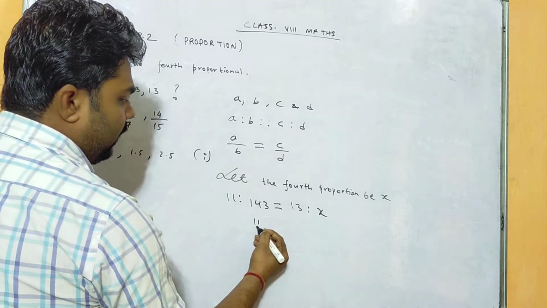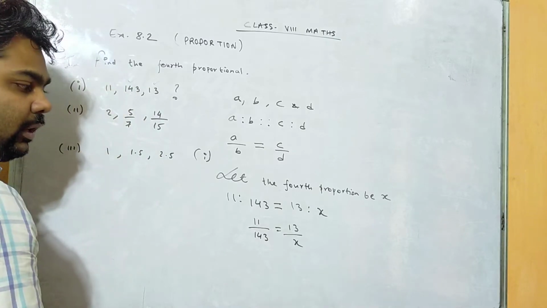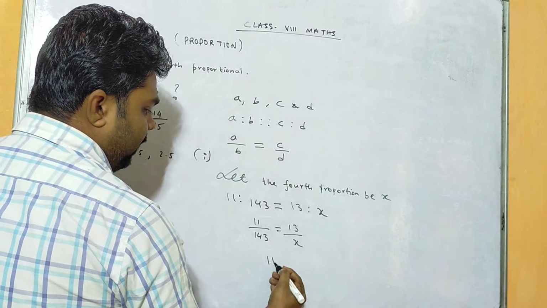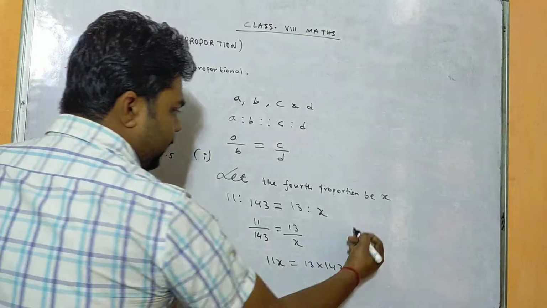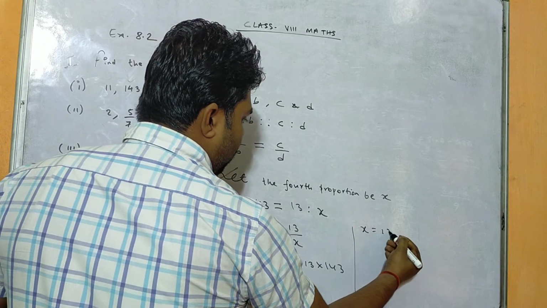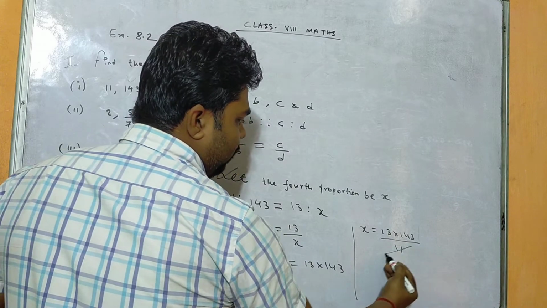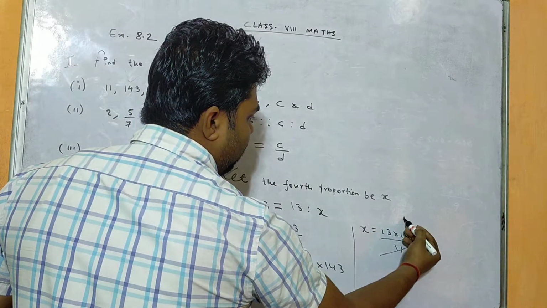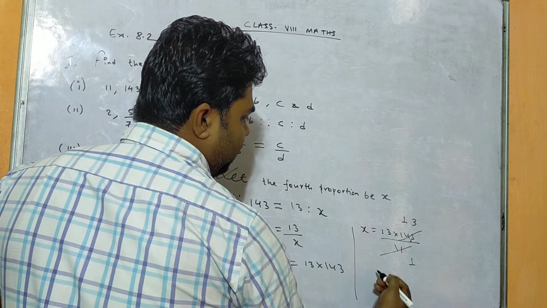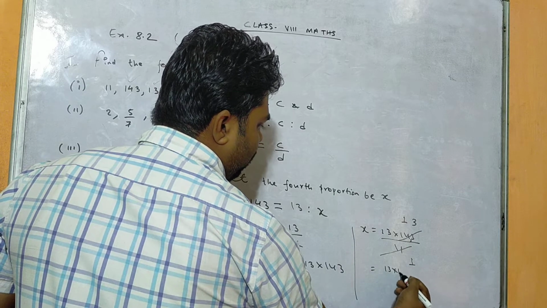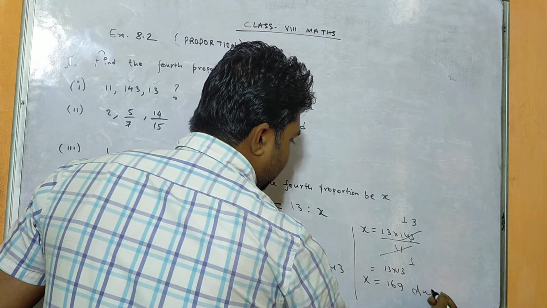Now 11 by 143 can be written as 13 by x, right? Now if you cross multiply, we will get 11 into x, 11x, equals 13 into 143. Or if you cross multiply again, we will get x equals 13 into 143 divided by 11. Now we can cancel this. 11 ones are 11, 11 ones are 11, 14 minus 11 is 3. Now it becomes 33, 11 threes are 33. Now we have 13 into 13. 13 into 13 is 169. Okay, so this is our required answer.